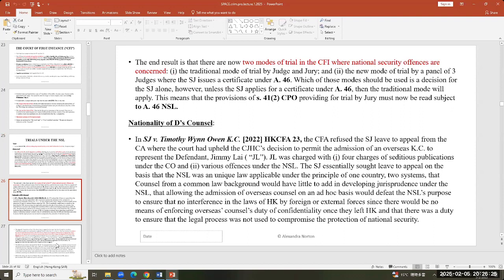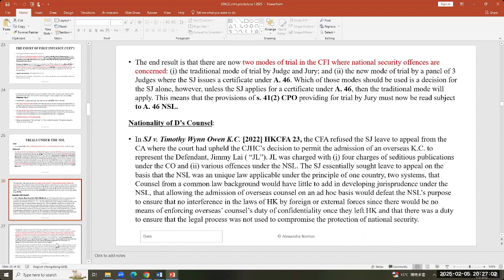So what it means is that when the case concerns a national security offense, there are 2 possible modes of trial. There is still the possibility of a trial by jury. And in fact, that is still the default provision, okay? But the Secretary for Justice has the option to issue the certificate for trial by a panel of 3 judges. And so far, for every national security case that has been tried in the CFI, the SJ has issued the certificate. We have not yet had a criminal case in the CFI being tried by a jury in a national security offense-related case.